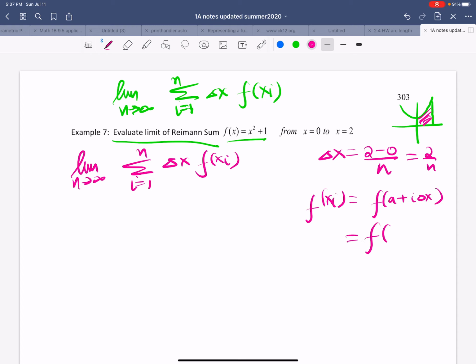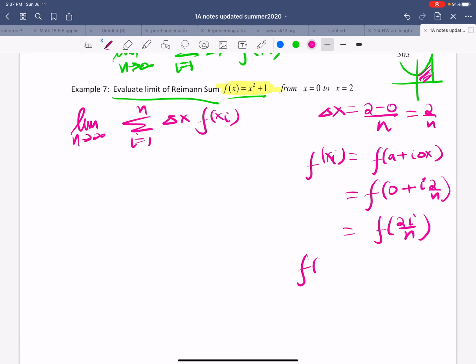So that's going to be f of a, where a is 0, plus i times delta x, which we just said is 2 over n. So we want to find out f of 2i over n. We know what f of x equals. So if I replace the x, f of xi would be x squared plus 1, which is (2i over n) squared plus 1.